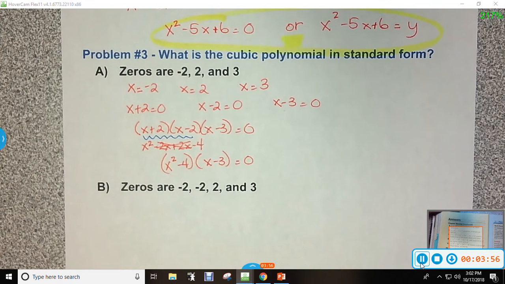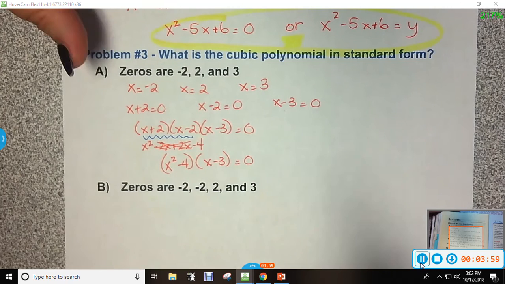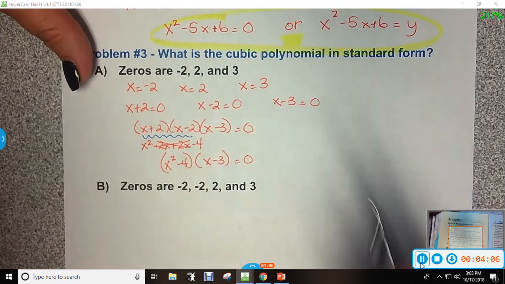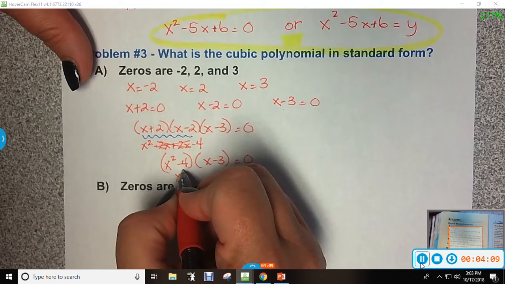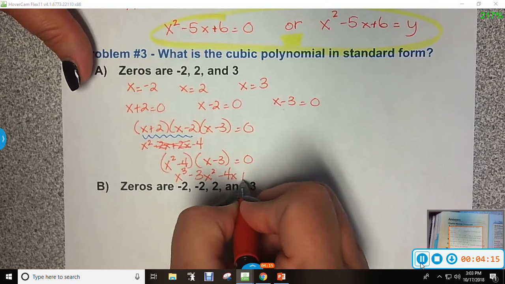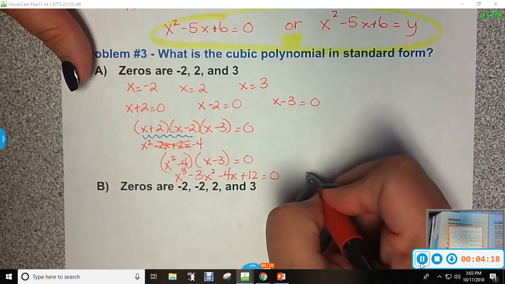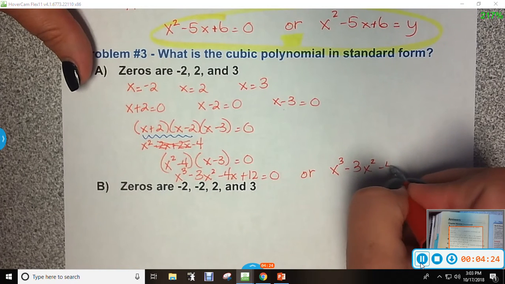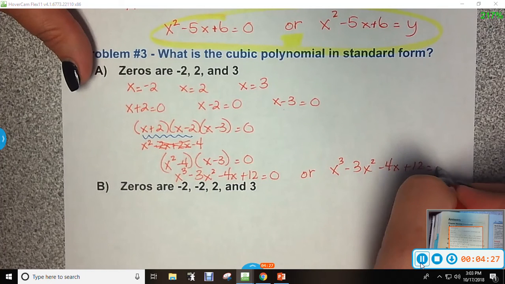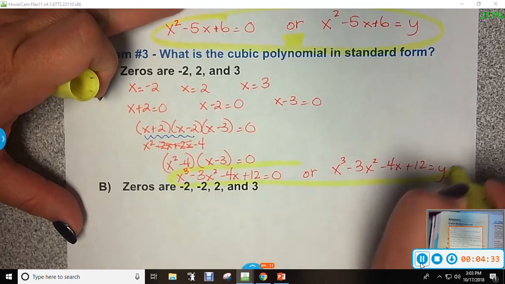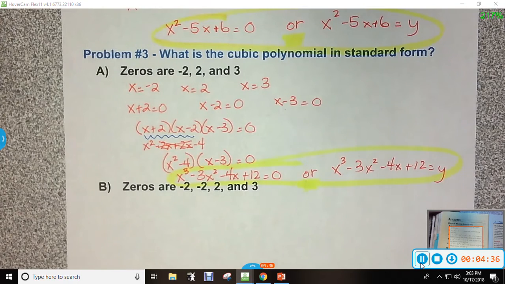And now we've got to multiply those. You can do FOIL with those, distribute both of the things in the first one to both of the terms in the second one, and I get x cubed minus 3x squared minus 4x plus 12 equals 0, or go that one extra step and set it equal to y. Alright, is that too terribly bad?